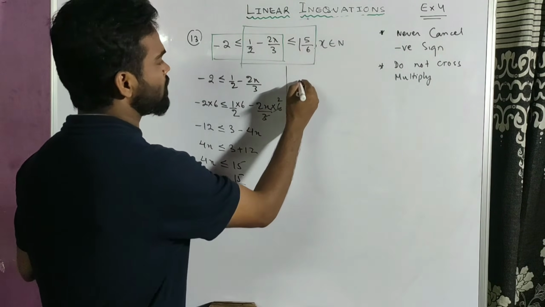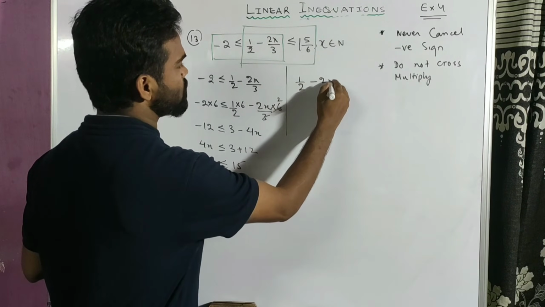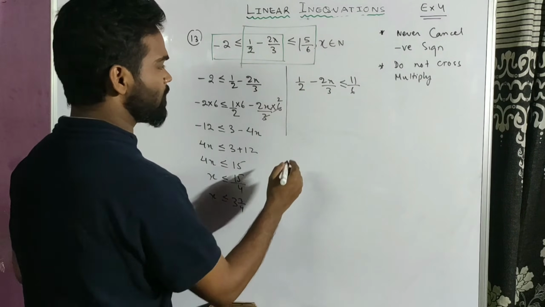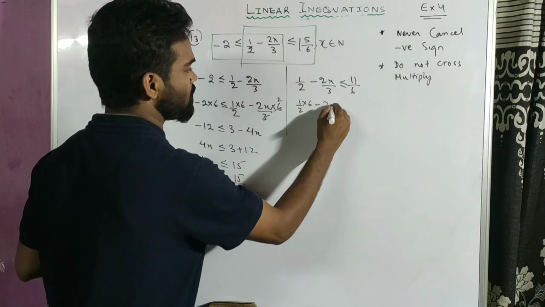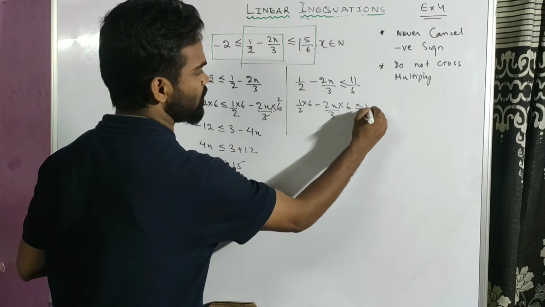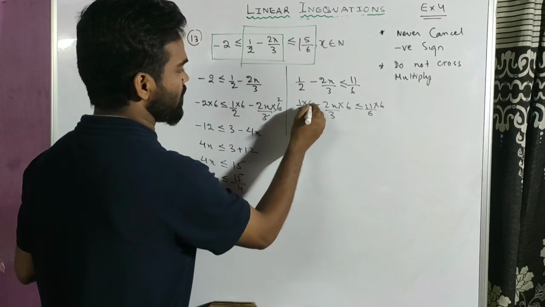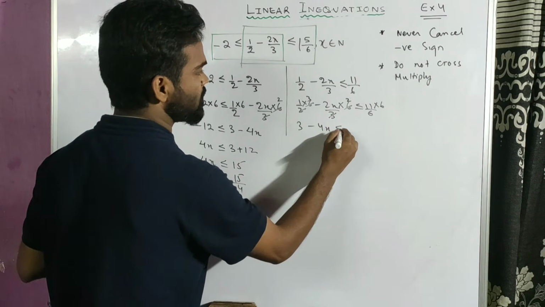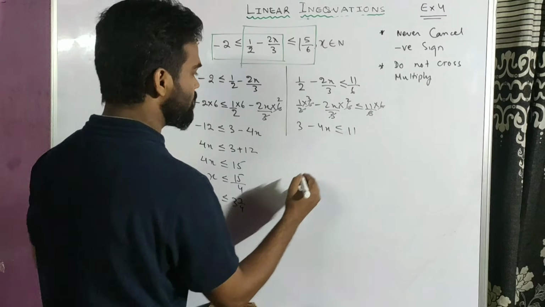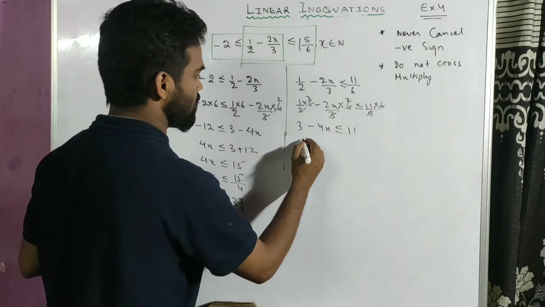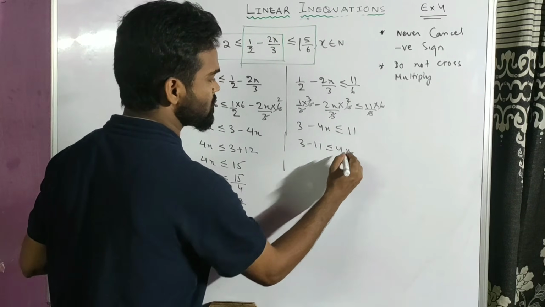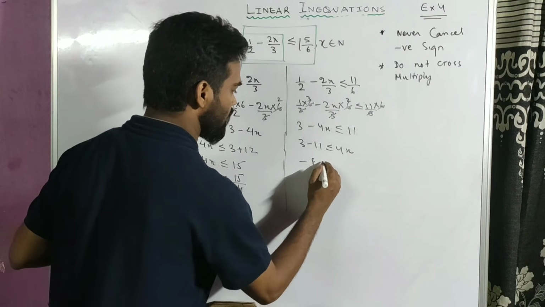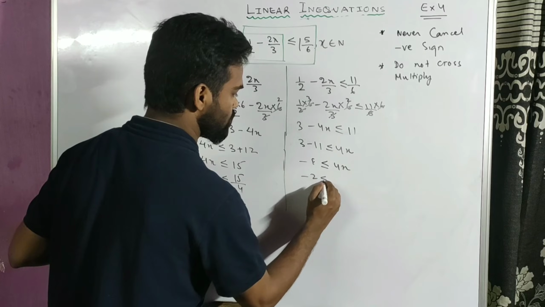It starts from here, ends here. Okay. Half minus 2x by 3 less than or equal to, this is 11 by 6. We'll multiply by 6 on both sides. So half into 6, 2x by 3 multiplied by 6, less than or equal to 11 by 6 into 6. So it becomes 3, this becomes minus 4x, and this becomes 11. So we can say that 3 minus 11 less than or equal to 4x. Try to make x positive, okay? Always keep x positive. So minus 8 less than or equal to 4x. So minus 2 less than or equal to x.